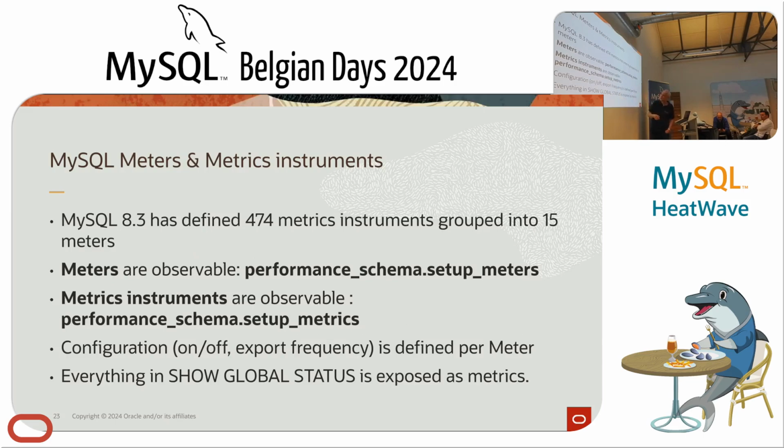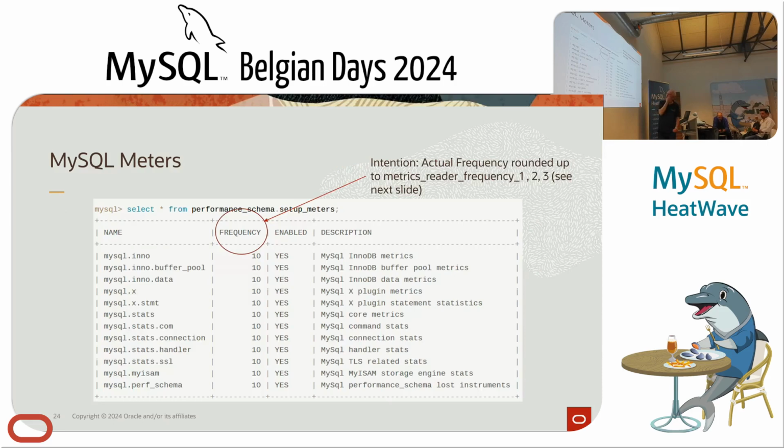It's an alternative view. You can configure them per meter. You cannot configure them per metric, but per meter you can turn them on and off, for example. Everything in SHOW GLOBAL STATUS. And this is the meter table, where I think there are altogether 15 meters that can be turned on and off. And the frequency can be defined per meter, not per metric.